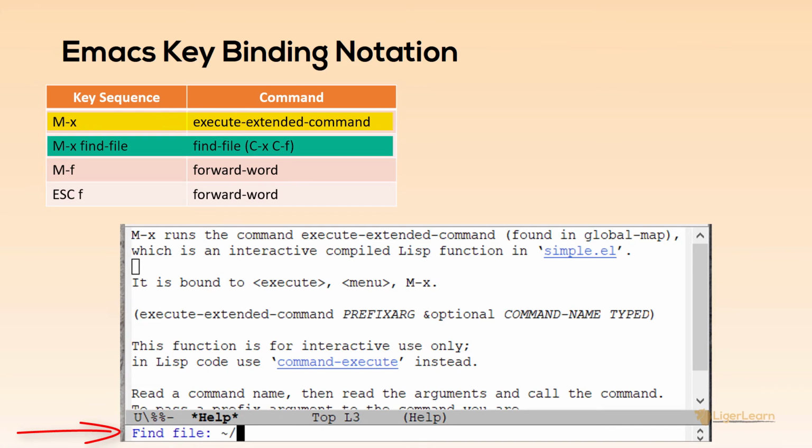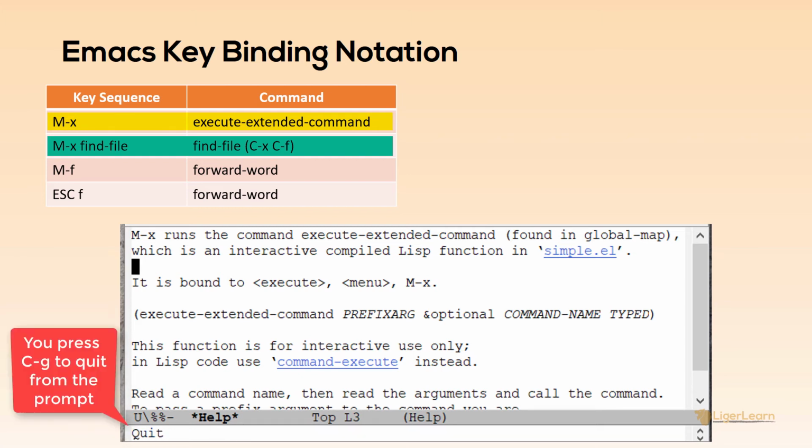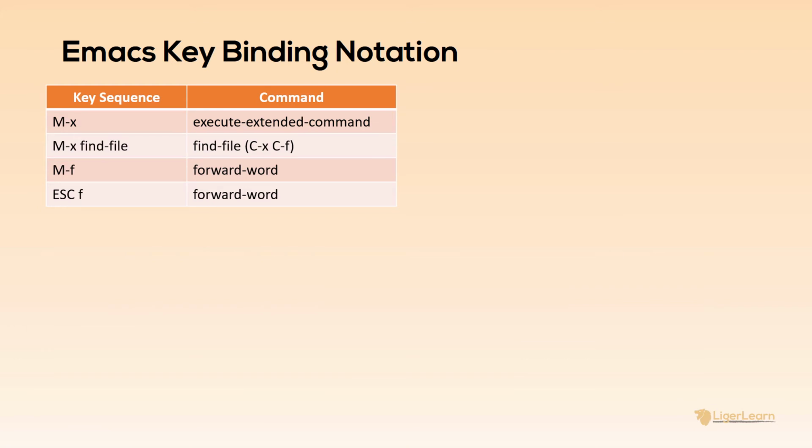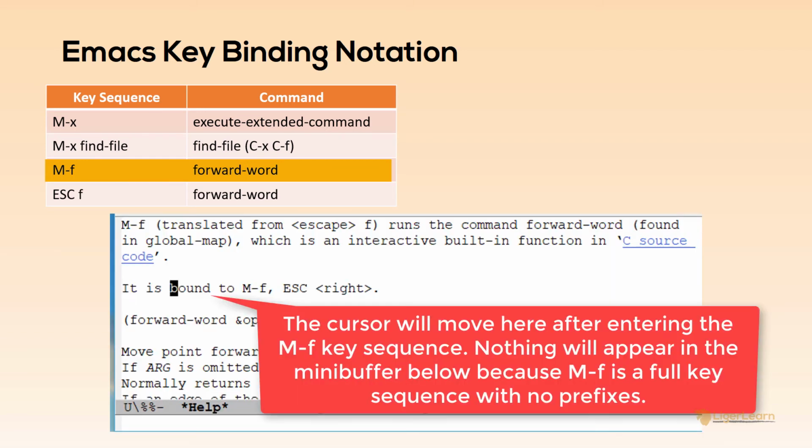This is an alternative way of executing commands by name rather than by their corresponding key sequence, which as we know for the find file command is Ctrl X, Ctrl F. You can use meta X as a convenient way of running those commands which do not have a corresponding key binding. The meta modifier is also used to enter other commands, such as meta F, which moves the point forward a word.